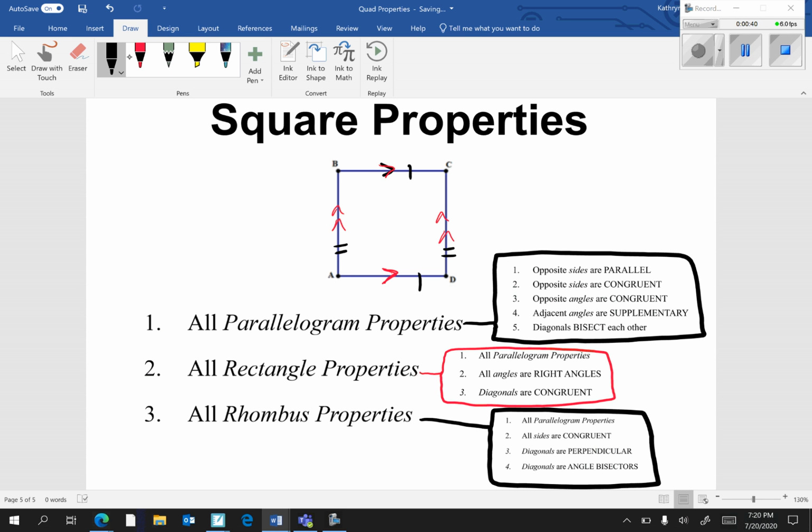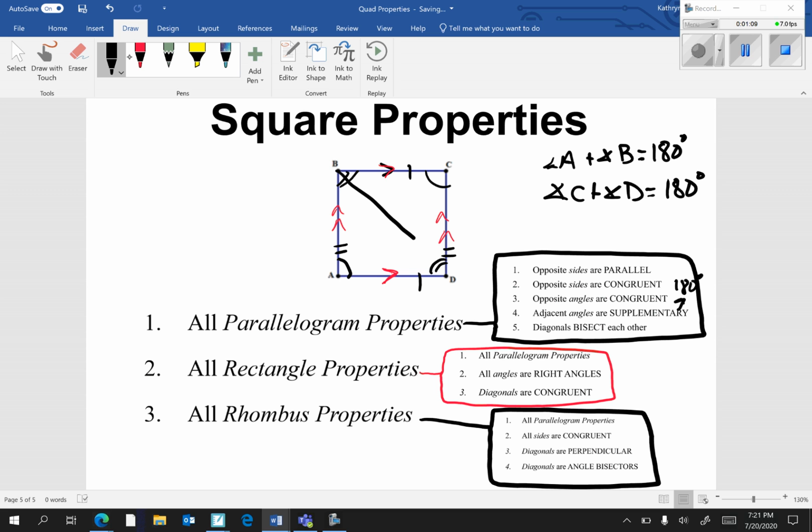Opposite angles are congruent. So A is congruent to C, B is congruent to D. Adjacent angles are supplementary. Again, they add to 180 degrees. So that means angle A plus angle B is equal to 180 degrees, and angle C plus angle D is equal to 180 degrees. Again, the diagonals bisect each other.